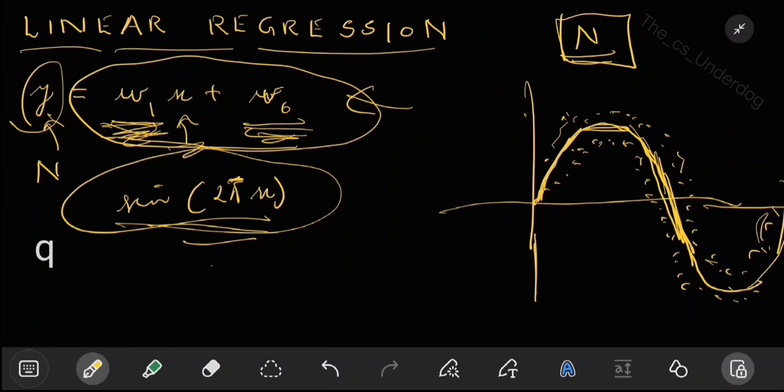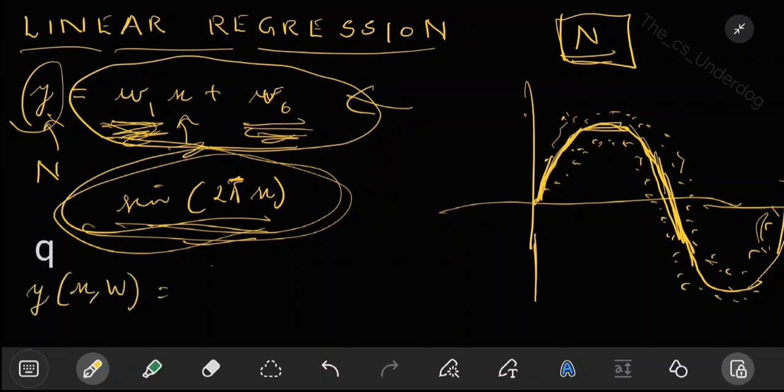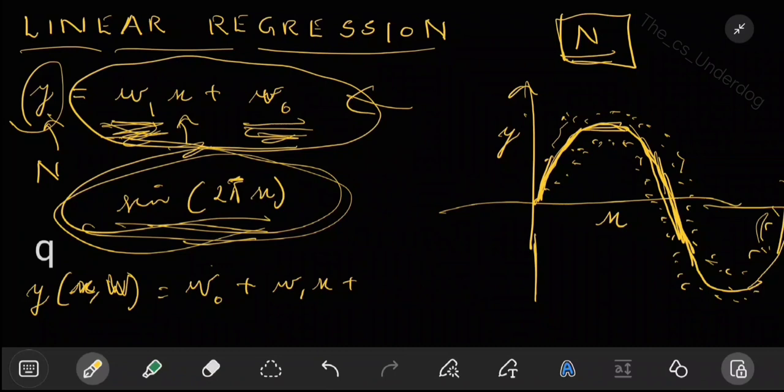So let us take this function and say you generated this. So we have an underlying regularity which is a sine 2 pi x function, and we want to approximate this to a curve. So the curve is this. Let's say the equation of the curve is y of x, w. So what is x? X is our input, that is, this is x, this is y. X is our input, and w is the coefficient. So w0, w1, w2, these things you have to find. So we'll write this equation as w0 plus w1x plus w2x square plus so on.